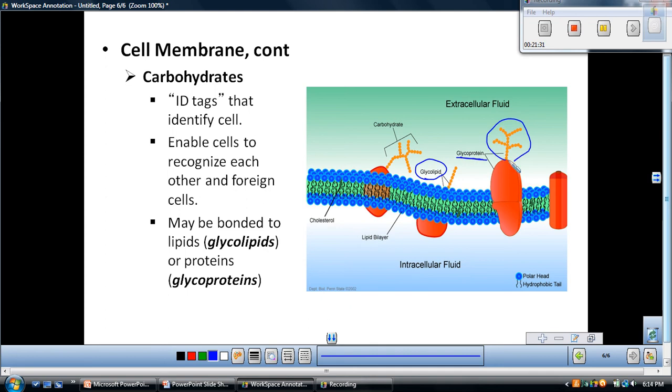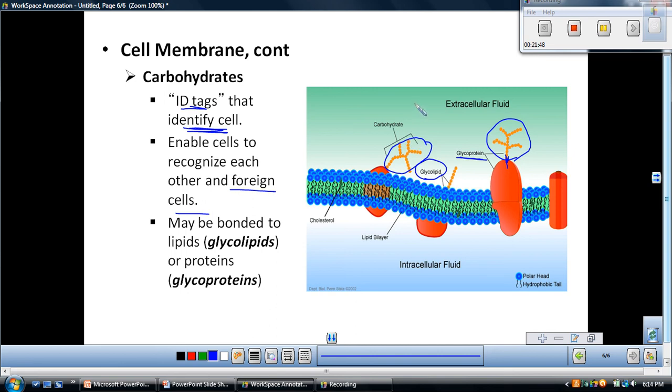same. Here's your carbohydrate ID tag attached to the protein molecule, but these are carbohydrates that I'm circling. That is a carbohydrate that is an ID tag that identifies the cell. It enables the cells to recognize each other and foreign cells. We have some literally that identify the cell as, hey, this is a skin cell in such and such's body. This is a liver cell. This is a cardiac muscle cell. So these have specific ID tags.